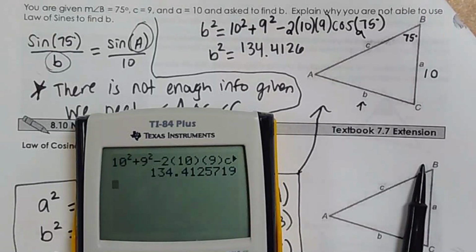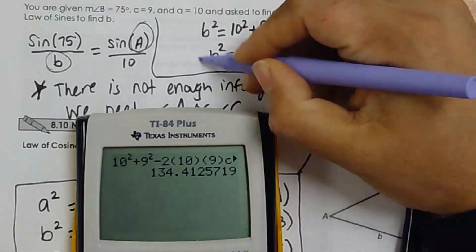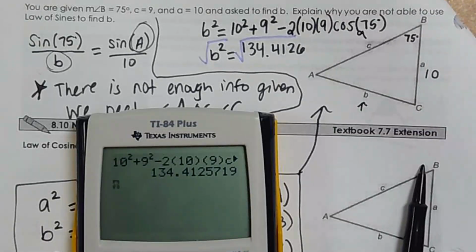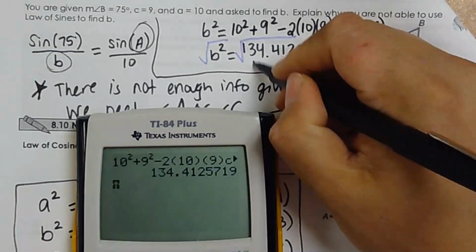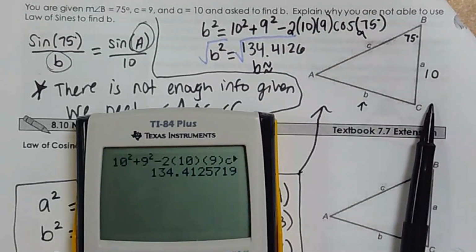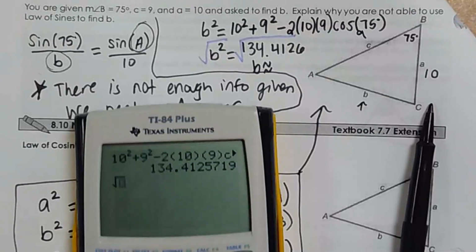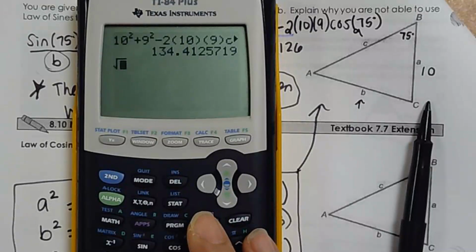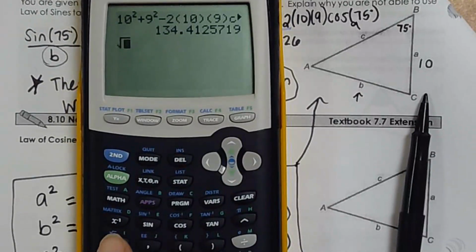So I'm going to grab my calculator still. I'm still on the calculator, but this time I need to take the square root of this because we're trying to find b. I don't want b squared, so I square root both sides. And now I can write down my final answer for b, rounding it, after I type this in. So the second x squared button gets us the square root. It's right, that x squared button right here on the left.